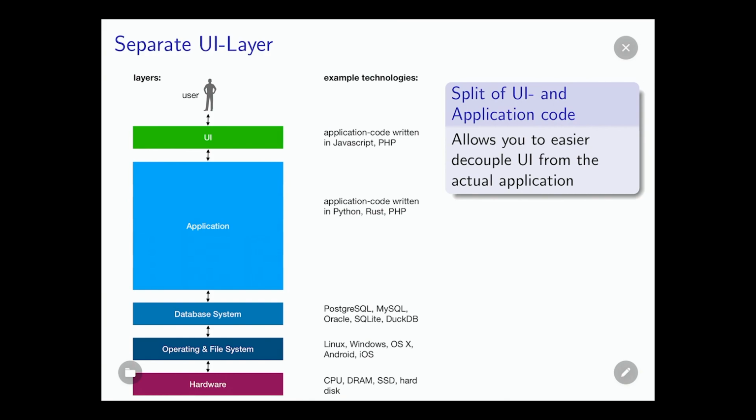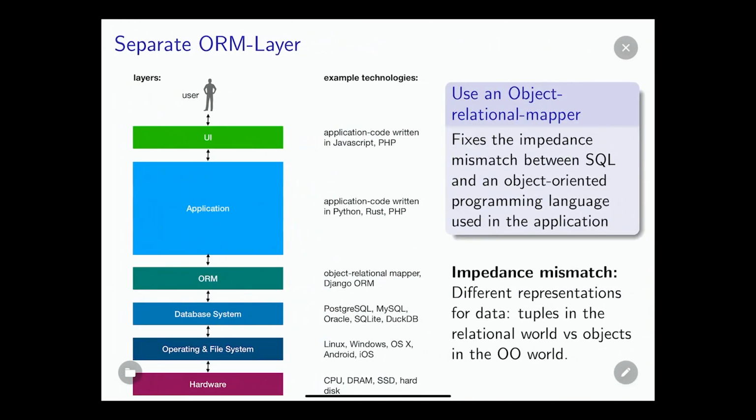And that's called the impedance mismatch. And to fix that, people came up with the idea to have another layer in between the application and the database system, and that's called an object relational mapper. So the idea is the application will talk to that mapper, and the mapper will then in turn send all the SQL statements to the database systems.